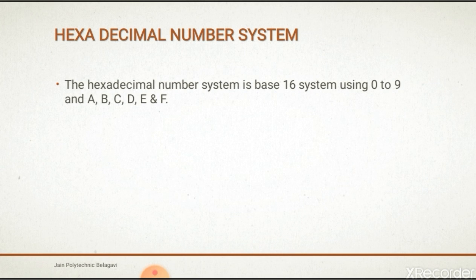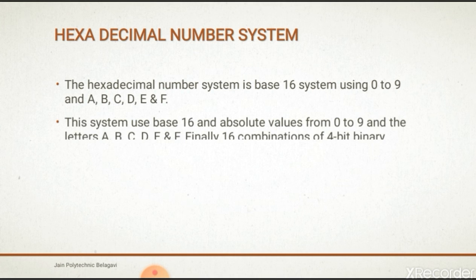Hexadecimal number system. The hexadecimal number system is a base 16 system using 0 to 9 and A, B, C, D, E and F. This system uses base 16 and absolute values from 0 to 9 and the letters A, B, C, D, E, F. Finally, 16 combinations of 4-bit binary numbers are possible.